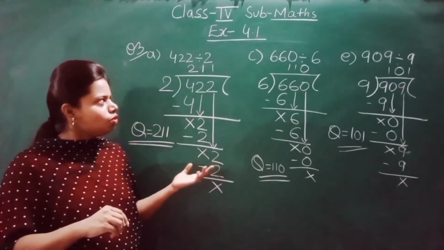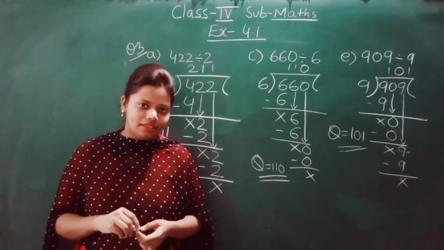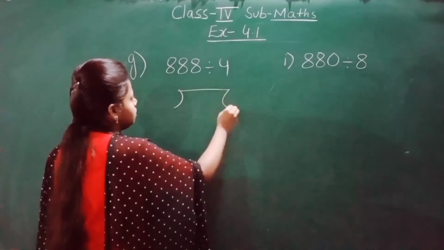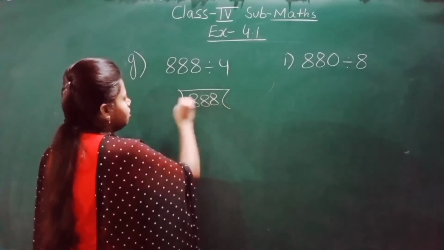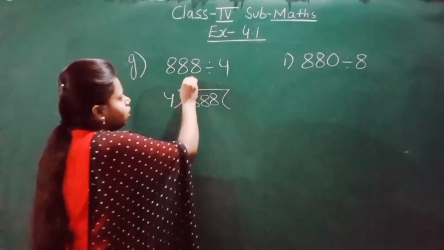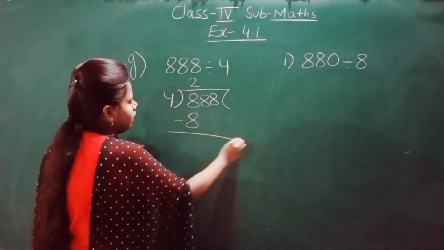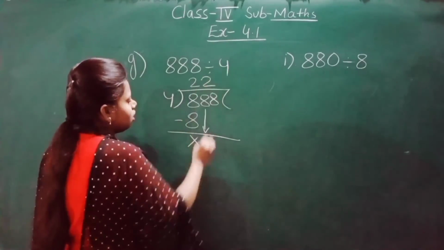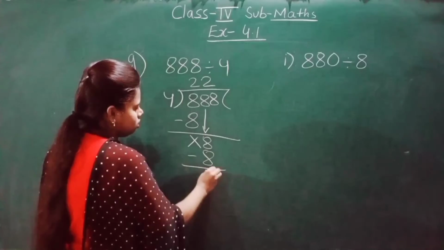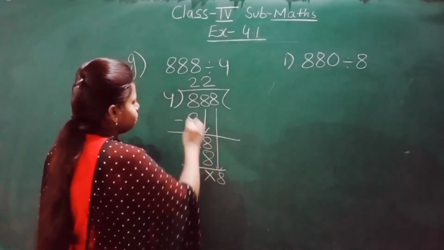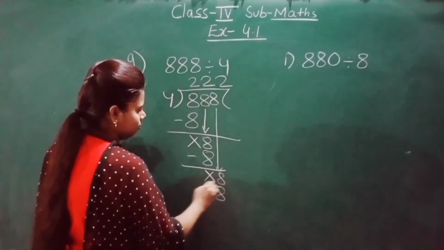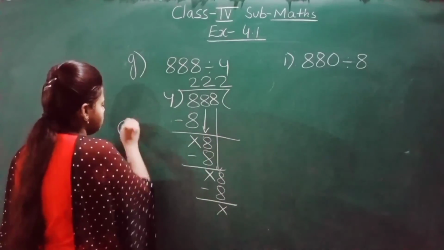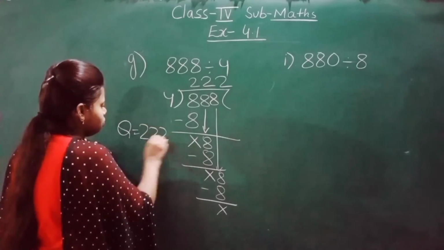So let me do a few more questions, then I will complete this exercise. Now see this G. First, you write the dividend inside, divisor outside. 4 how much makes 8? 4 twos are 8. 8 minus 8 is 0. Put the cross. Bring this 8 down. 4 twos are 8. 8 minus 8 is 0. Put the cross. Bring this 8 down. 4 twos are 8. 8 minus 8 is 0. So what is the quotient? 222 is the quotient.